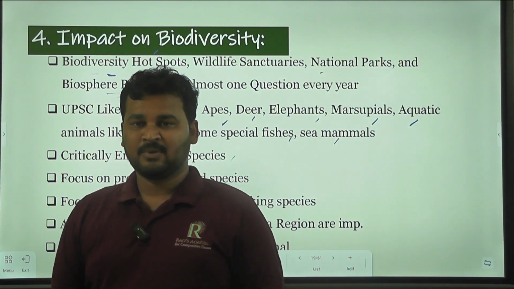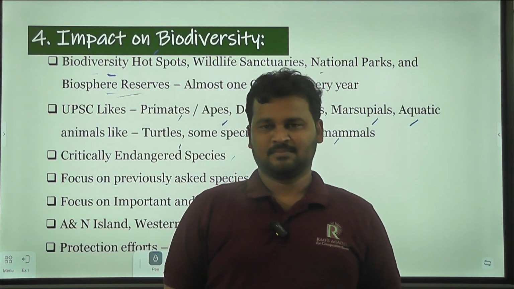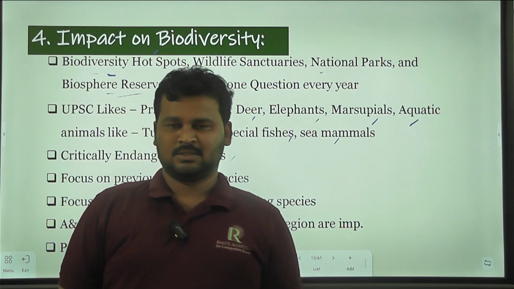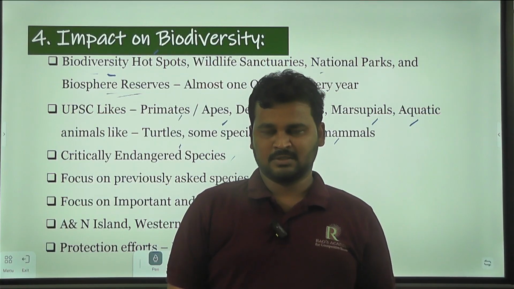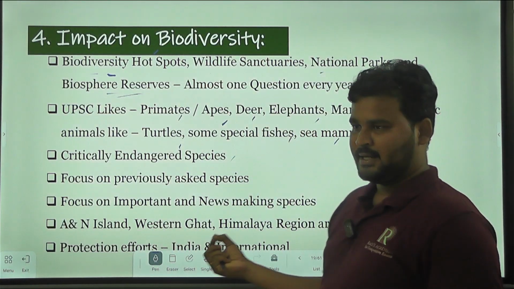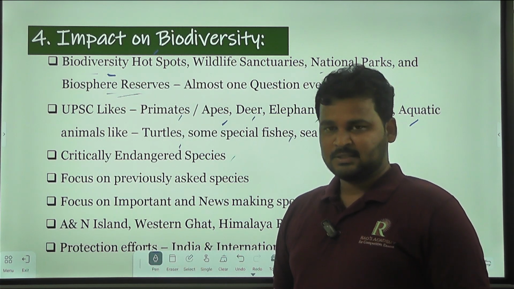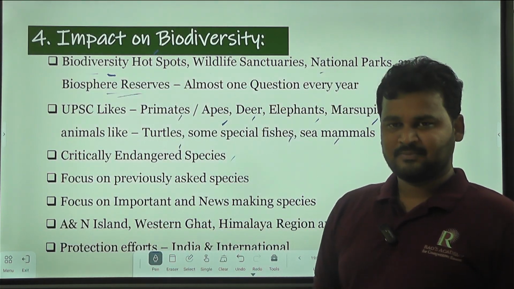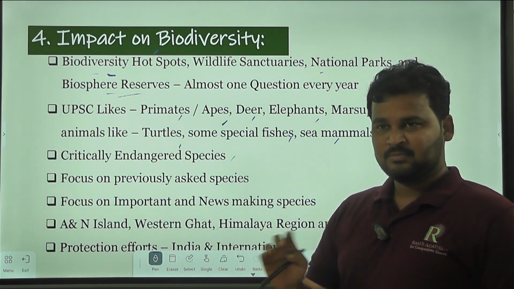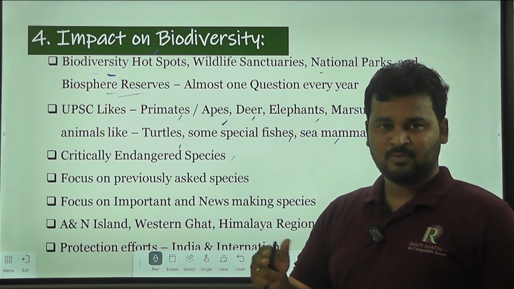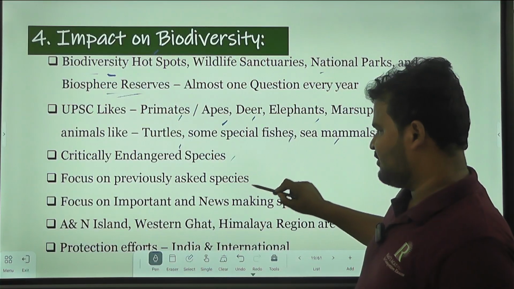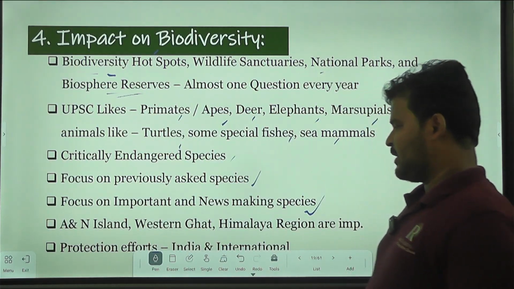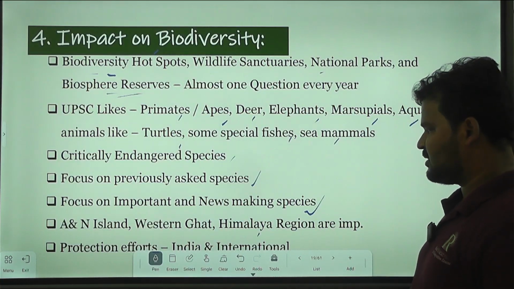One of the favorite animals for UPSC is the lion-tailed macaque. You can find it in the Nilgiri ranges, which are part of Tamil Nadu, and also extended areas of Kerala. So the lion-tailed macaque is found in the Nilgiri ranges and some parts of Kerala and Tamil Nadu. It is a favorite animal for UPSC. On the lion-tailed macaque, UPSC has asked questions almost thrice. Focus on previously asked questions, and on important and news-making species. The Andaman and Nicobar Islands, Western Ghats, and Himalayan regions are also very important.